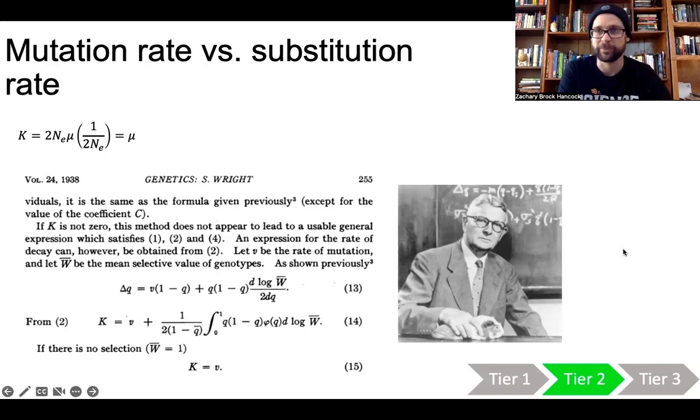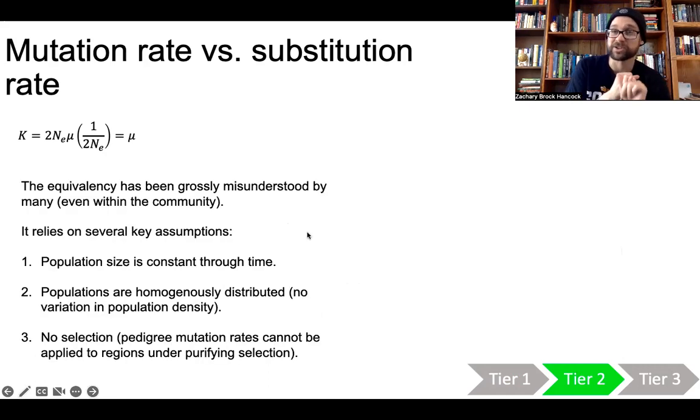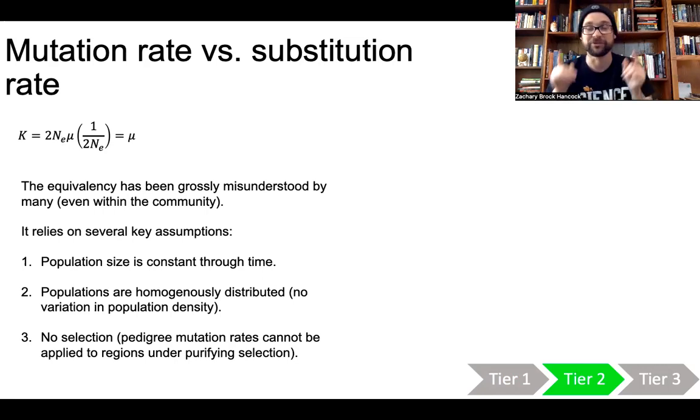And let's talk about what that environment is. So first, it relies on several key assumptions. One is that population size is constant through time. And we can see that in this equation. So N_e, for these two to cancel and equal mu, this has to be a constant. N_e must be a constant through time. If N_e is not a constant, they don't cancel. Right? They're not equivalent, and you can't actually cancel those values. So population size matters. The substitution rate doesn't equal the mutation rate.